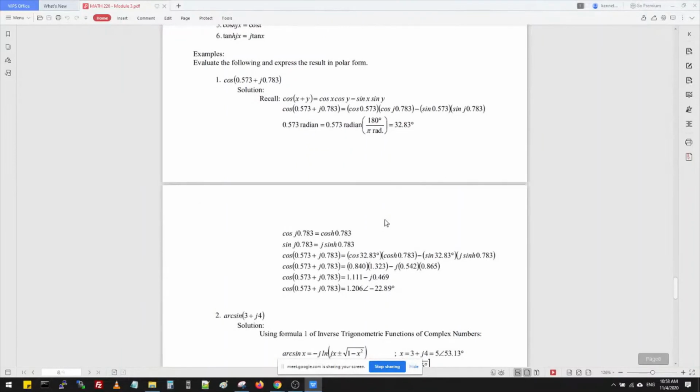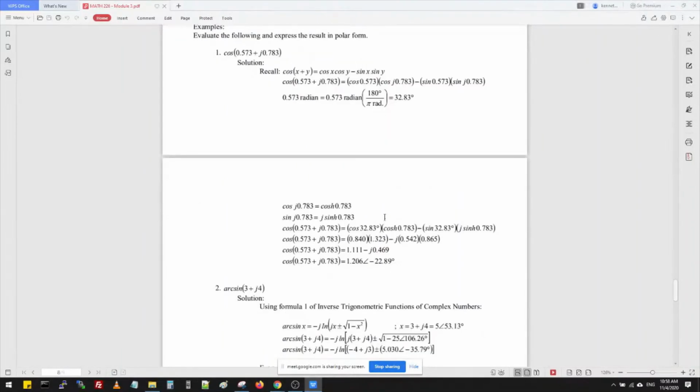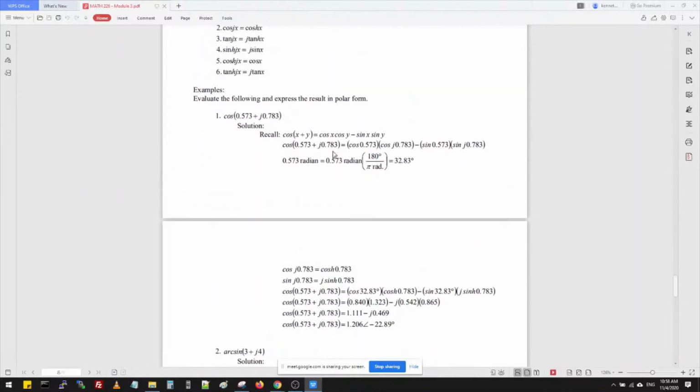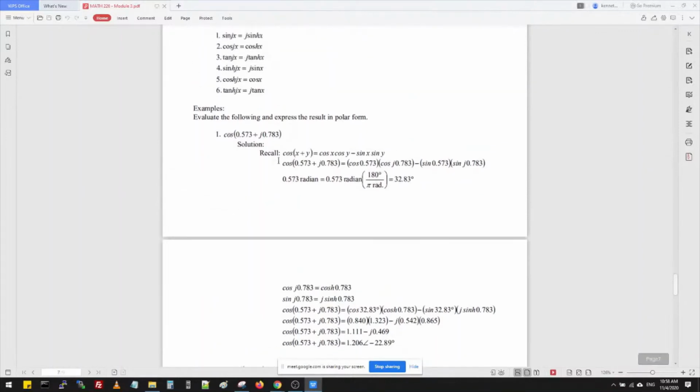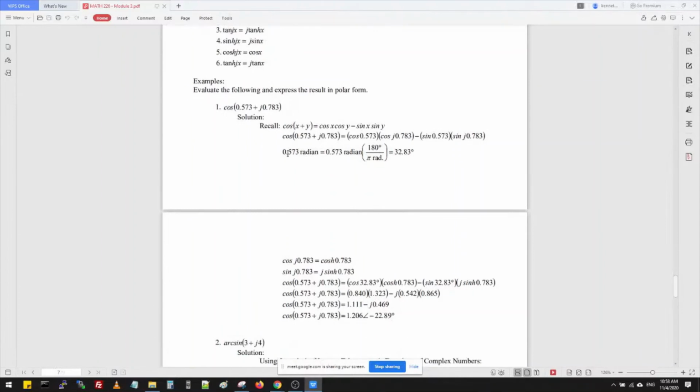For this example, I think you should review your trigonometric identities, especially the addition formula. This is just algebra, with some j's. Cosine of 0.573 plus j 0.783.